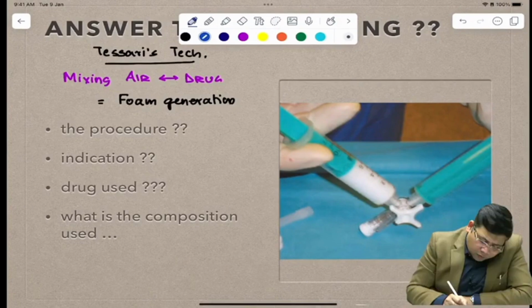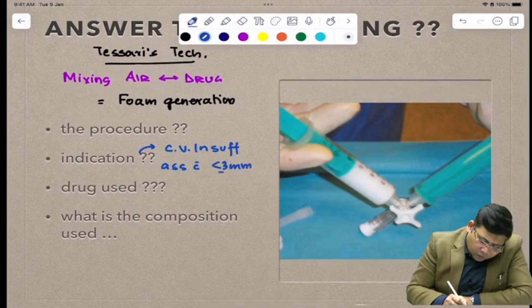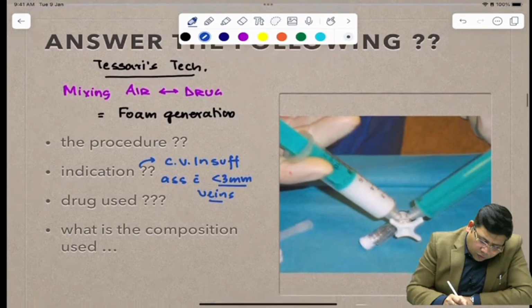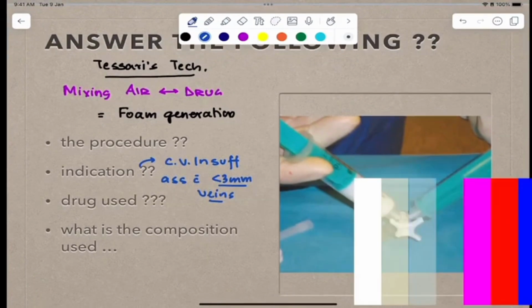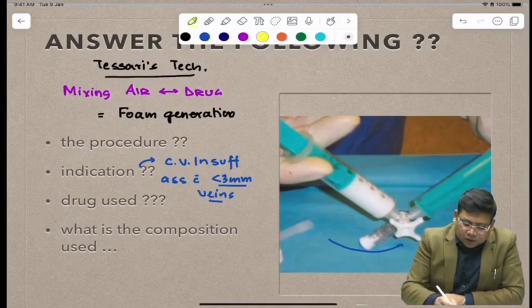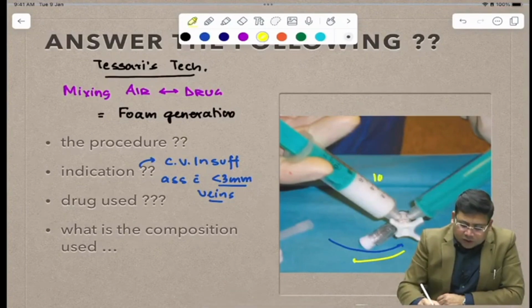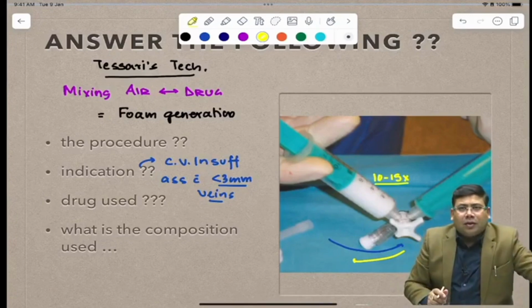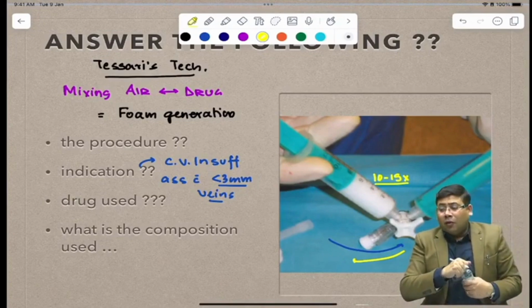The indication is for chronic... do the oscillation of air with the drug. So 10 to 15 oscillations are sufficient, and then you can inject this foam into the target vein, and this is what is important.